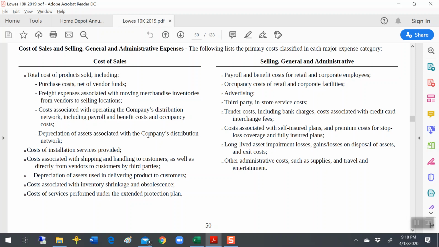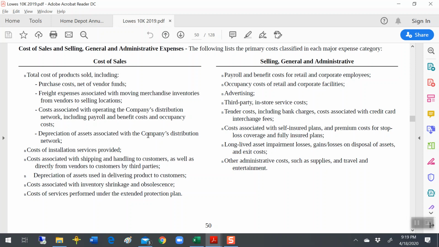Long-lived asset impairment losses, gains and losses on disposal of assets, and exit costs. That is bad stuff happening to our long-lived assets that we are normally depreciating, but then something bad happens to them, and that gets folded into SG&A. Other administrative costs such as supplies, travel, and entertainment. Okay, cool. Entertainment expenses.